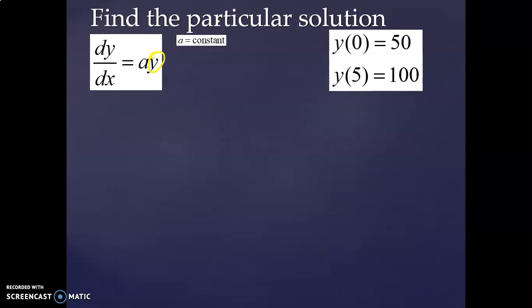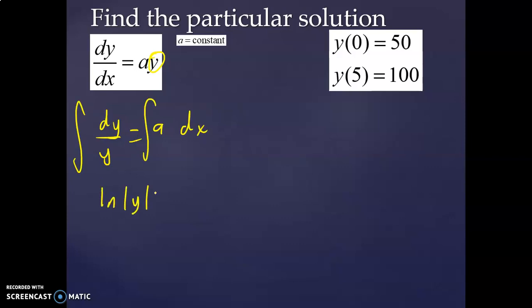So you still want to separate your variables first to find a particular solution. So dy over y equals a dx. When I integrate, dy over y becomes ln of the absolute value of y. When I integrate a with respect to x, I'm going to get ax plus c.